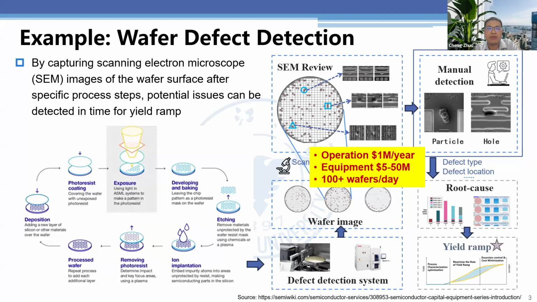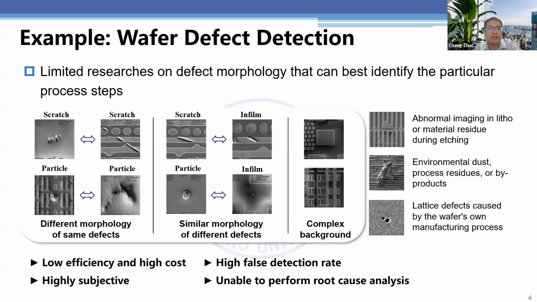Because of all those gaps, people will think, can we do something smarter, like using machine learning or deep learning technologies? However, there's very limited research on defect morphology, which is the best way to identify particular process step issues. There are a couple of reasons.